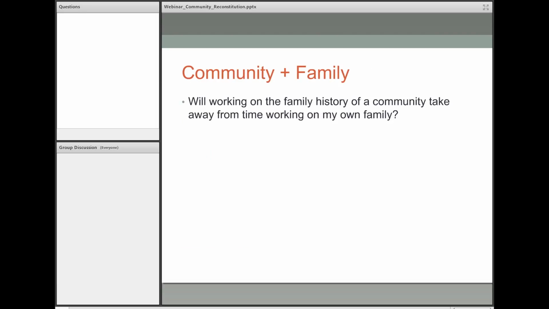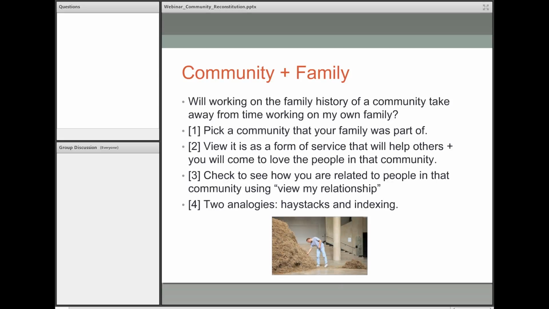So one question is, will working on family history of your community take away from time working on your own family? One answer to this is that you should probably pick a community that your family was part of. So I have family members in Knox County, Ohio. Probably even better for me would be Bedford County, Virginia, where I have a lot of family members. The other way is to view this as just a form of service that you'll do to help others.